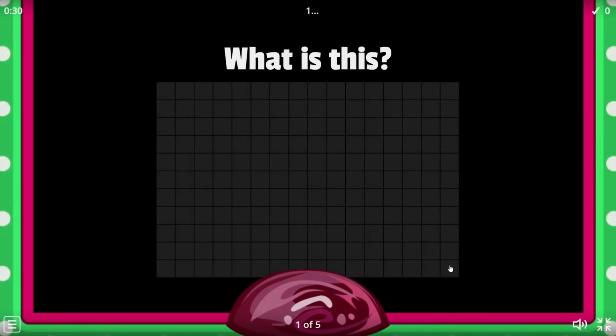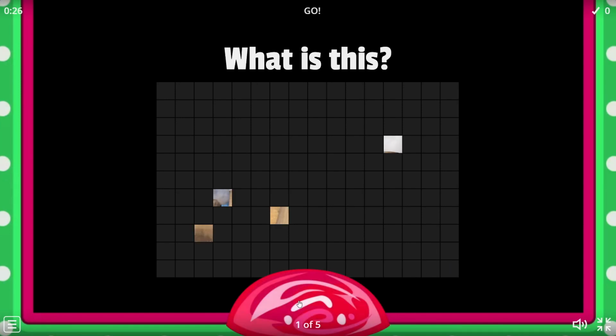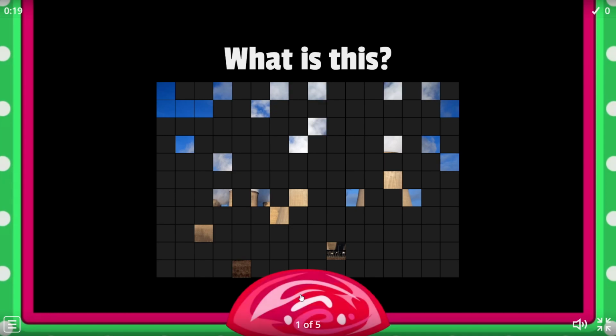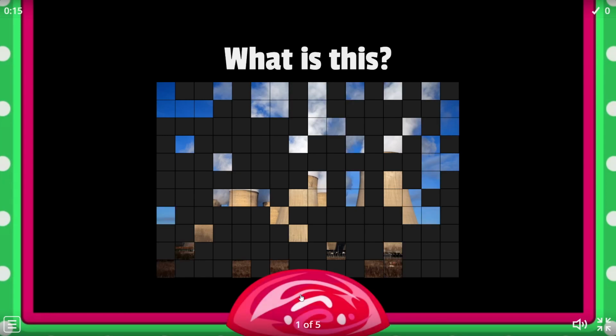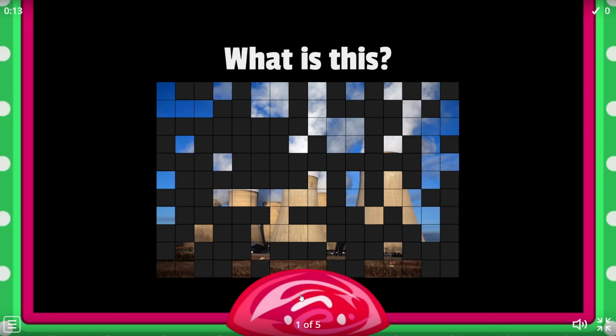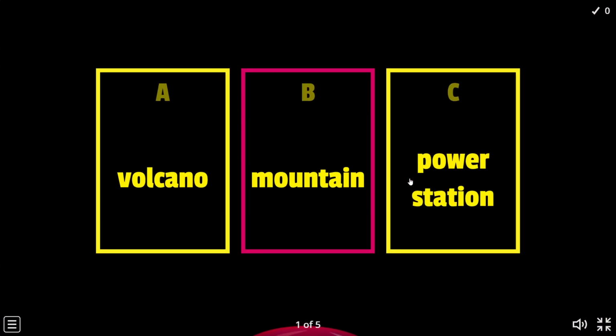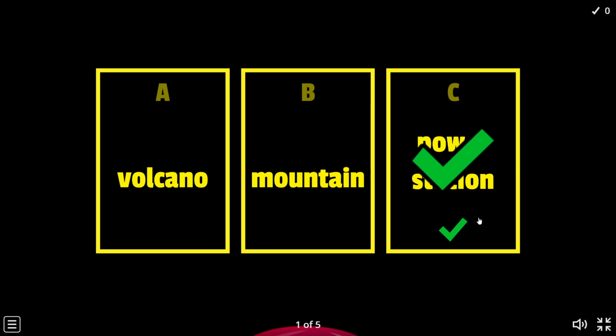Okay. You can say it also. So what's this? What do you call this one? Okay. So aura is a quantity, they say. Okay. Power station. Is it volcano, mountain, or power station? Okay, so this one, it's power station.